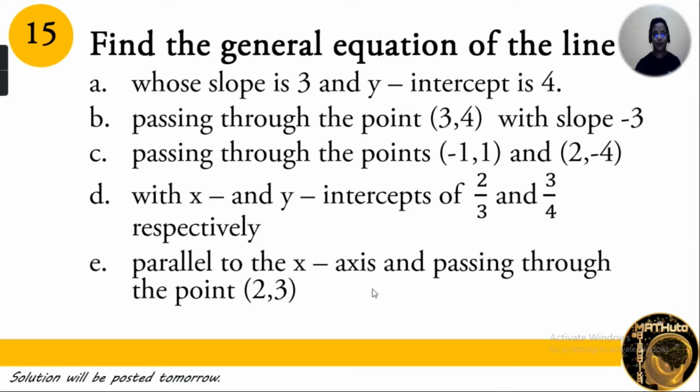Let's start na po. Ito po yung ating mga given conditions para mahanap natin yung ating mga equations of the line. So, we have, find the general equation of the line. Letter A, whose slope is 3 and the y-intercept is 4. B, passing through the point 3, 4 with slope negative 3. Letter C, passing through the points negative 1, 1 and 2, negative 4. Letter D, with x and y intercepts of 2/3 and 3/4 respectively. And for our last condition, we have parallel to the x-axis and passing through the point 2, 3.